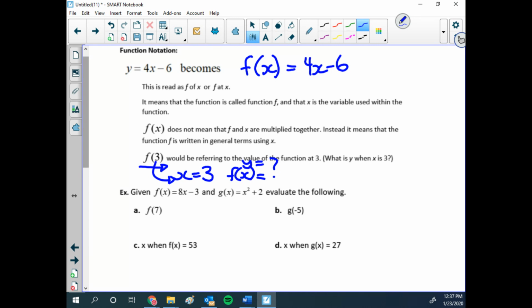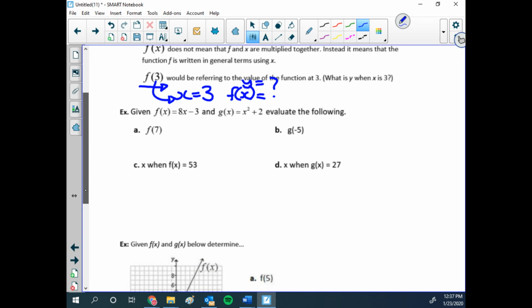Just let me go through the examples. Okay. So if you remember function notation, I have two different forms that they give me. They might say, like, if you have f of 7, what's the corresponding y value? Or what's x when f of x is equal to 53? These are kind of the two different ways that I might be given this.